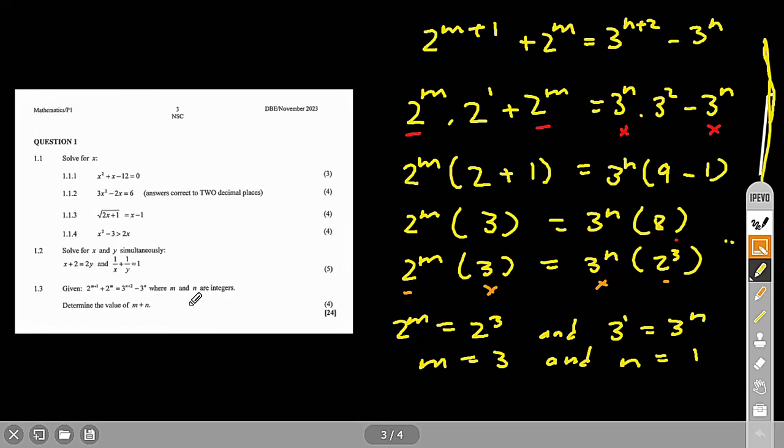Right, done. But let's read the question. Determine the values of m plus n. So the question wants m plus n. What is m? It's 3. What is n? It's 1. 3 plus 1 is equals to 4. This is the final answer. Okay, it's all to 24 marks.